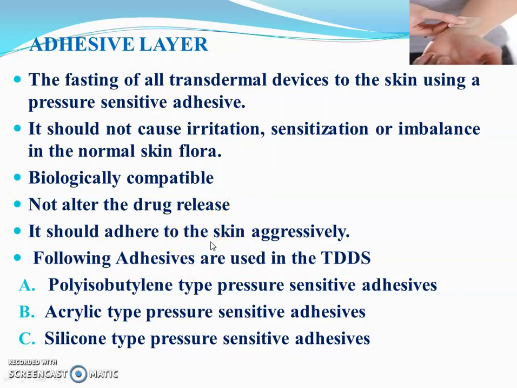There are certain types of adhesives which are used in transdermal drug delivery systems. These are polyisobutylene type pressure sensitive adhesives, acrylic type pressure sensitive adhesives, and silicone type pressure sensitive adhesives. So these are called pressure sensitive adhesives. Why? Because these adhesives may be applied over the surface of the skin when we apply pressure, so they may easily stick to the surface of the skin.